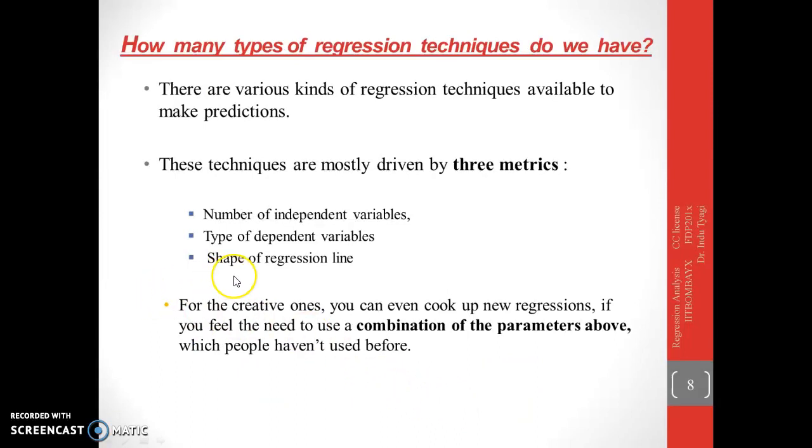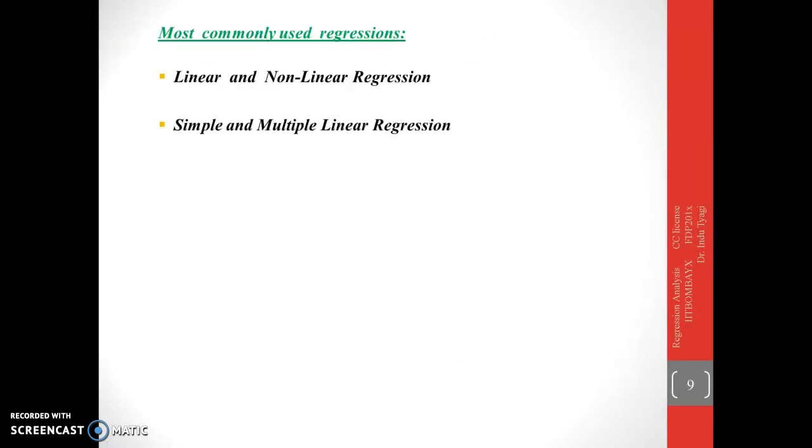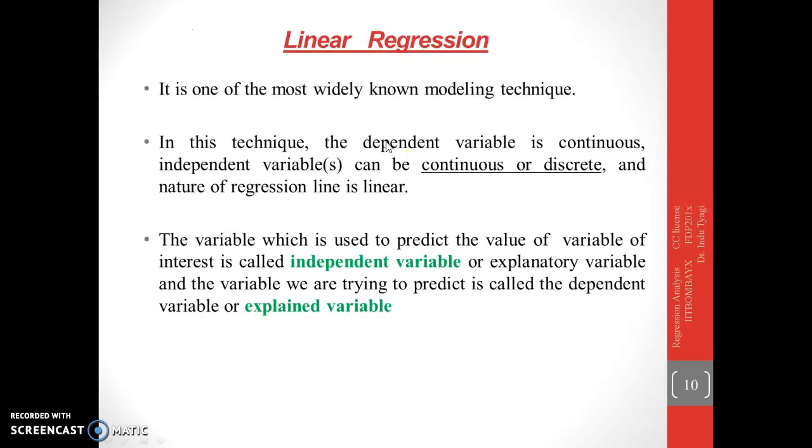How many types of regression techniques do we have? There are various kinds available, but mostly driven by three metrics: number of independent variables, type of dependent variable, and shape of regression line. For the creative ones, you can even cook up new regression if you feel the need to use a combination of the parameters above which people haven't used before. The most commonly used regressions are linear and non-linear regression, simple and multiple linear regression.